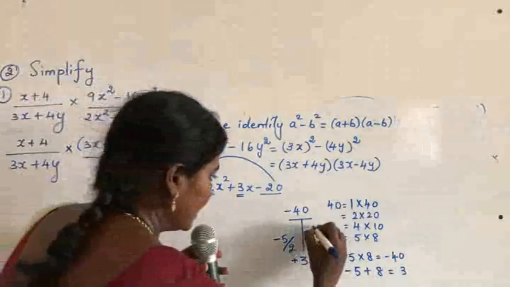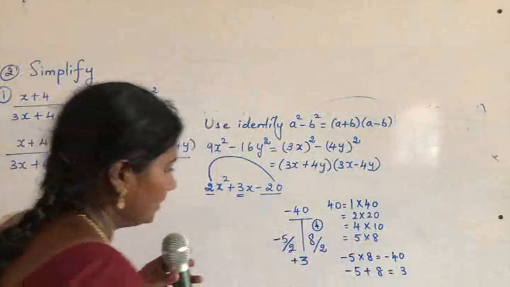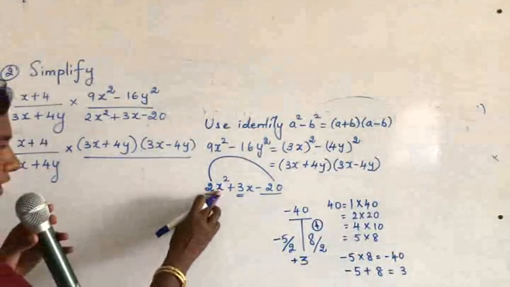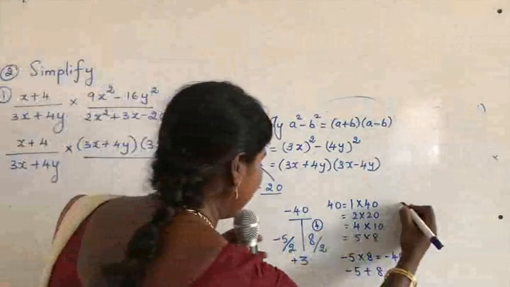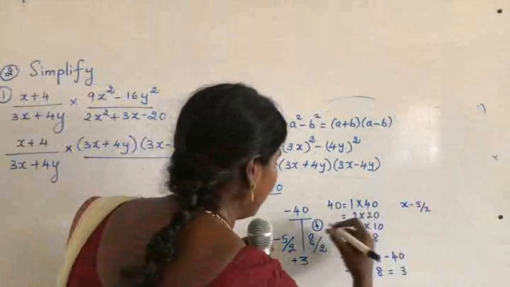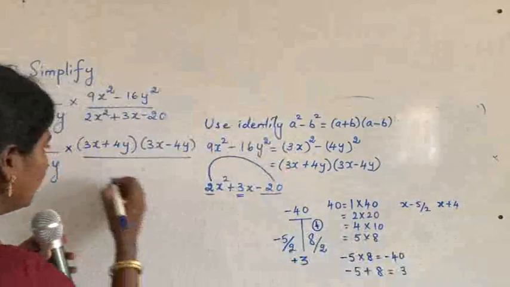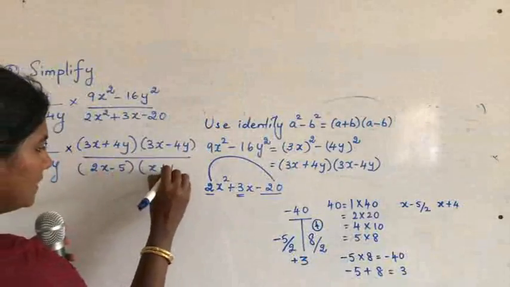So here I get the answer as 8 by 2 is 4. And here we have minus 5 by 2. And what are the variables used over here? X. Actually, I will explain in simple terms. This is x minus 5 by 2 and it's x plus 4. So how do you write this as? 2x minus 5 and x plus 4.